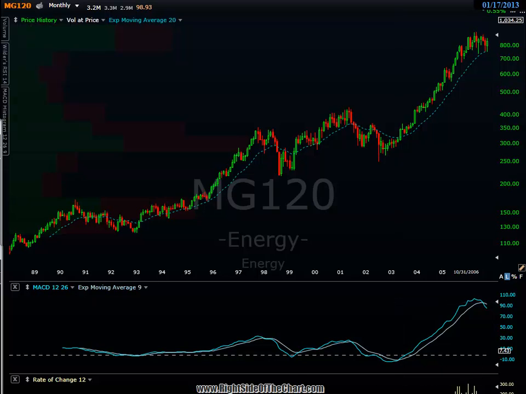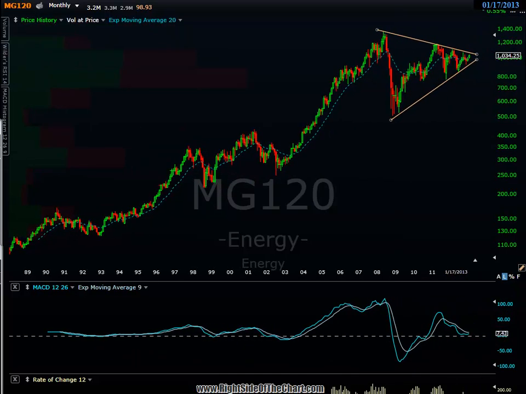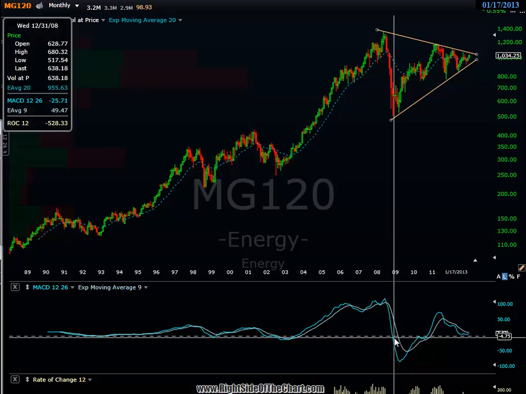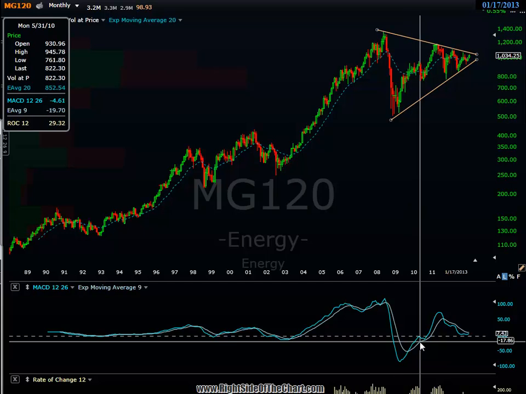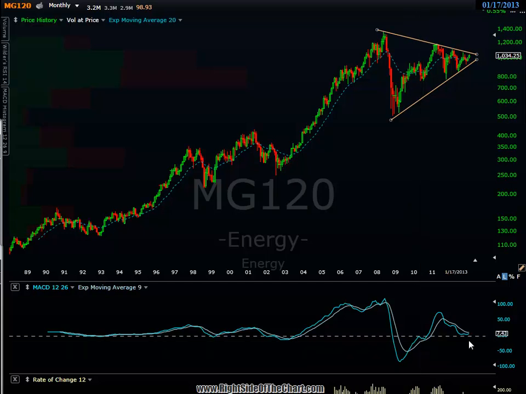And let's go back to where we are today, and the only other time since then that the MACD has spent some time below the zero line was during the last bear market, and stayed under there for quite a while. And so just something to keep an eye on. We're skating right on top of that level now.